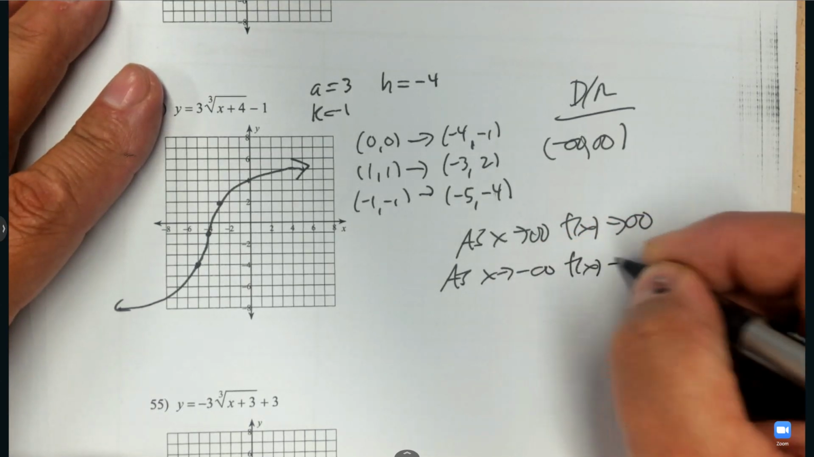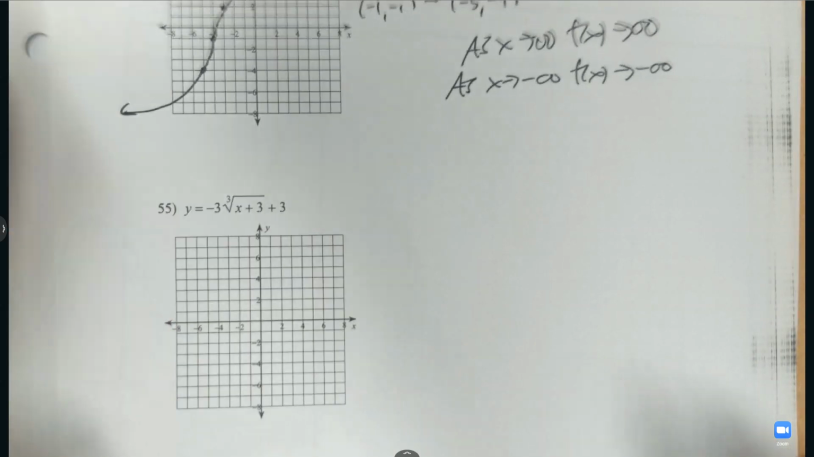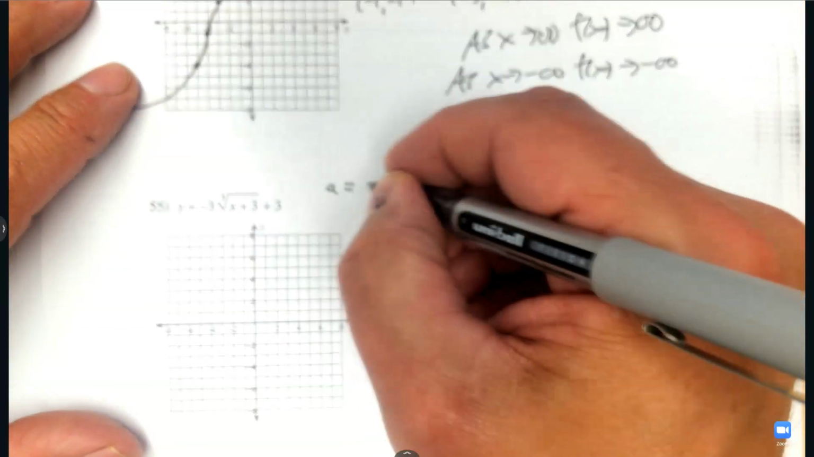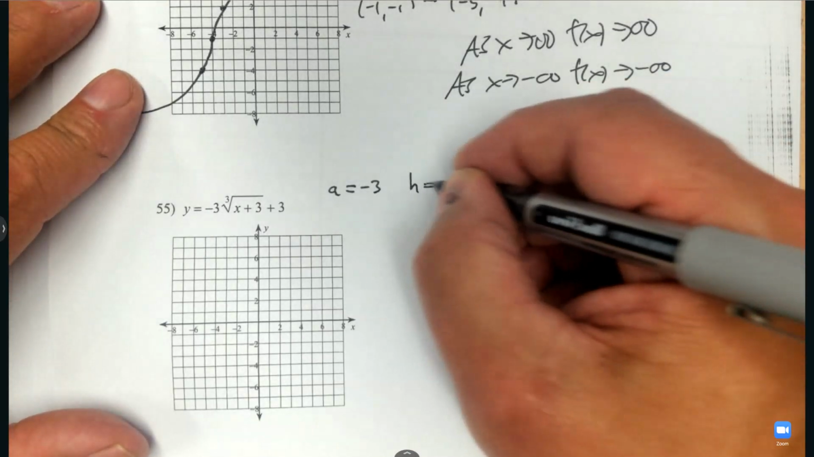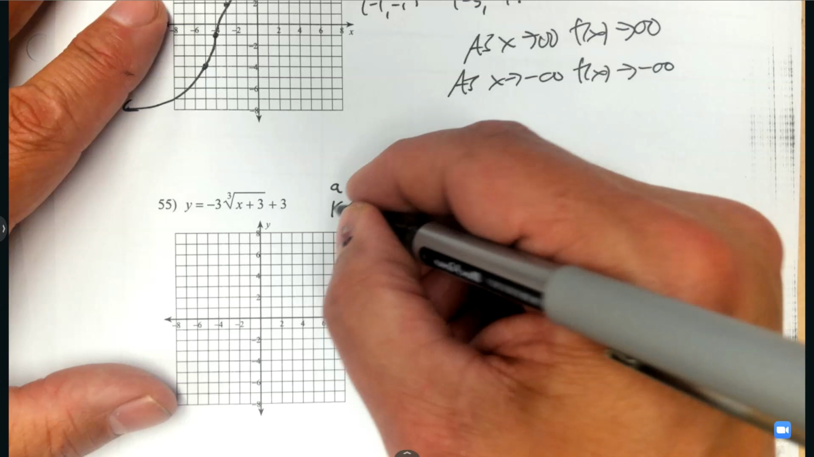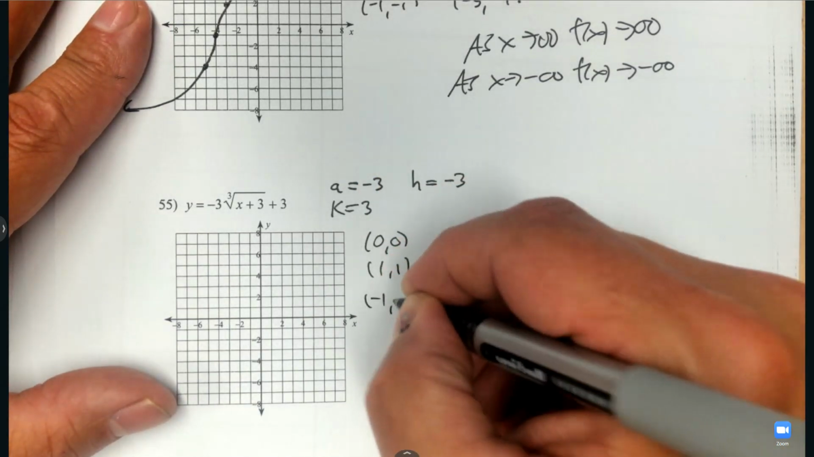But the right end goes up and the left end goes down. All right, last one. Let's try it. Press pause, do our best. Let's see, did you do it right on your own? A is -3. H is the opposite number, -3. K is +3. The 3 points are (0, 0), (1, 1), (-1, -1).